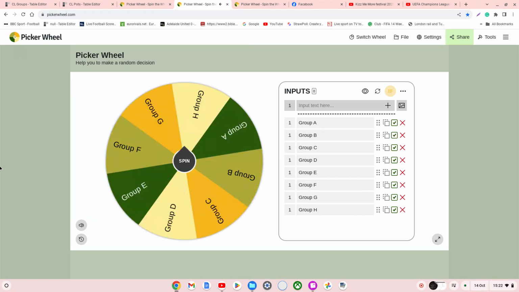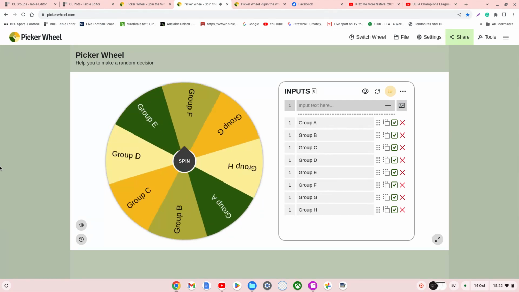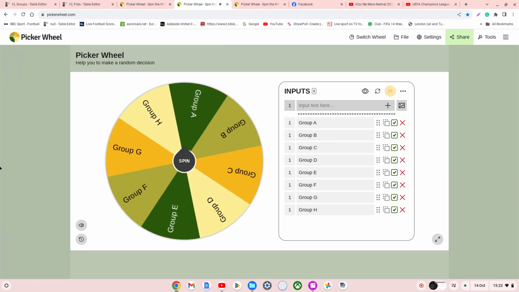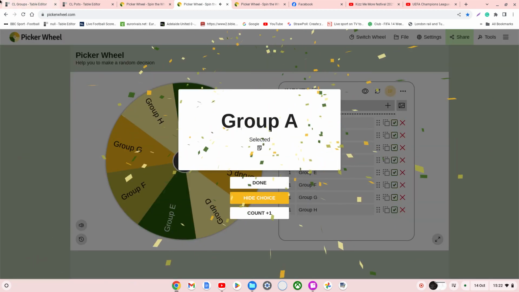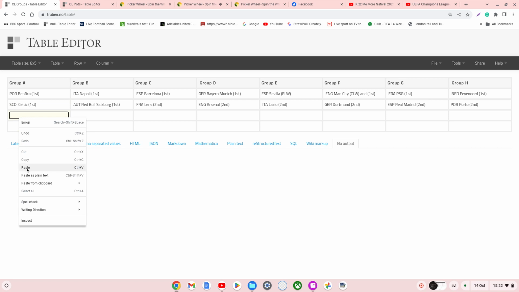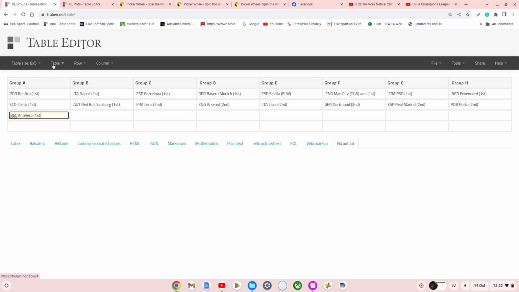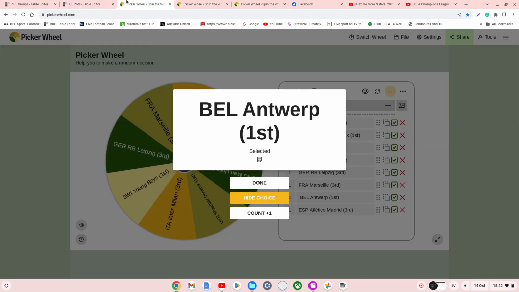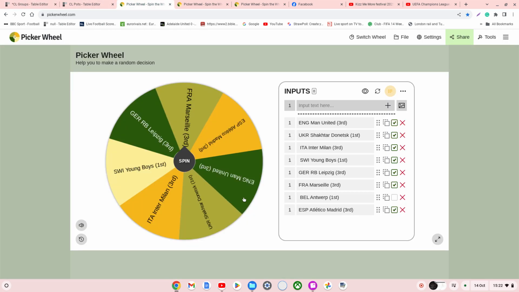See where they're gonna go. And they will be in Group A. Group A, the team from Belgium, Antwerp, and they will be playing against Celtic and Benfica from Portugal. Alright, next.